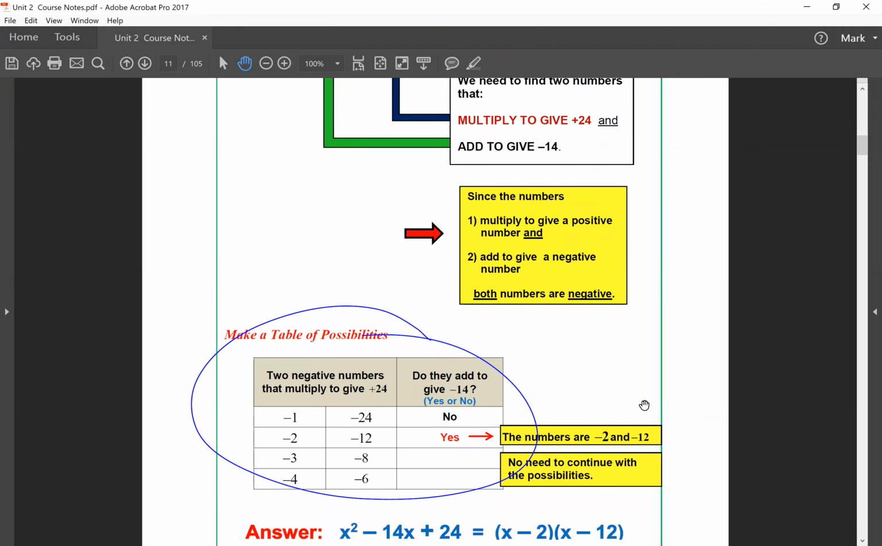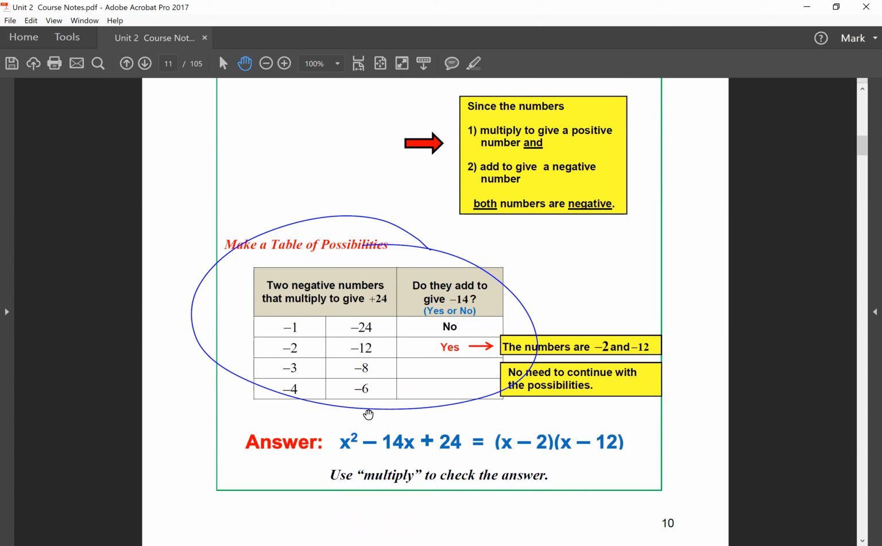So there's obviously negative 1 and negative 24, or positive 1 and positive 24. Sorry, they're not going to add to give me 14. So they're not good. Negative 2 and negative 12. Now, negative 2 times negative 12 is a positive 24. And when I add them together, I get a negative 14. So yeah, that does work. So there's my answer.